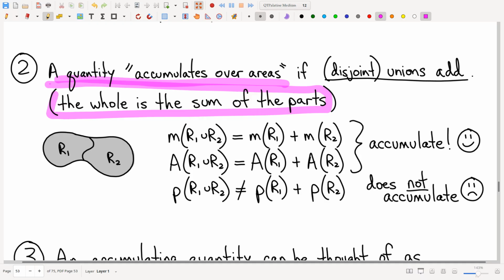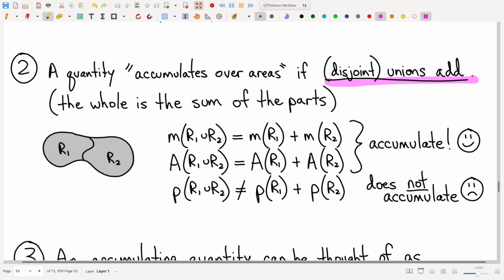And the way I'm going to rephrase that is that disjoint unions add. So here's a disjoint union, R1 and R2. They don't overlap.